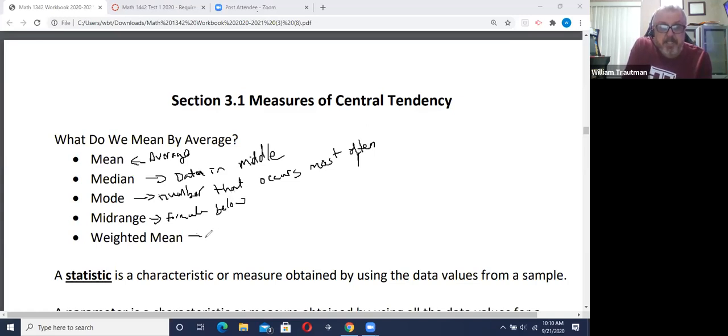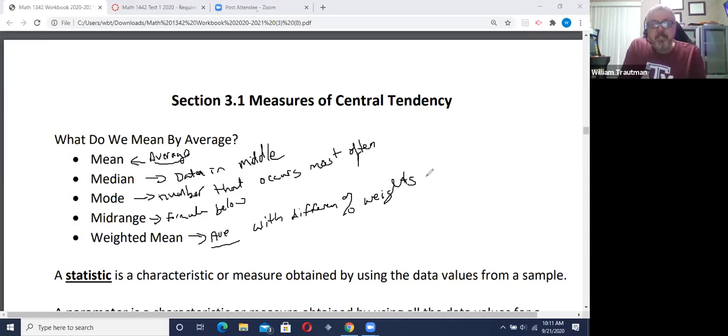And the weighted mean is an average. Once again, same up here, mean is average. But the weighted mean, it's an average with different percent weights. In other words, some things are worth more than others, like our class.